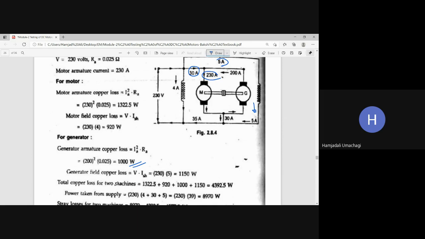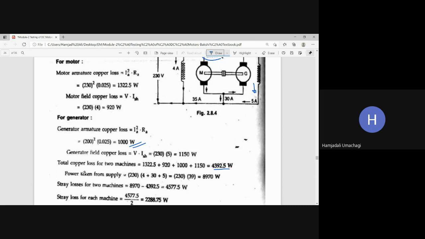So if I add all these, it is going to be the total copper loss for both motor and generator, that is 4392.5 watts. Okay, then let us calculate the power taken.